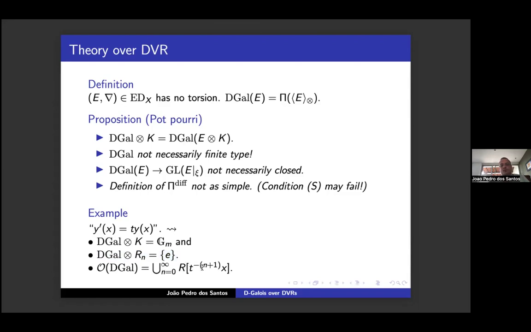So this is what? I have my R of X, and then I start adjoining elements here. Oh, so here I forgot to put X to the minus 1 because it's a G_m, but okay, sorry.